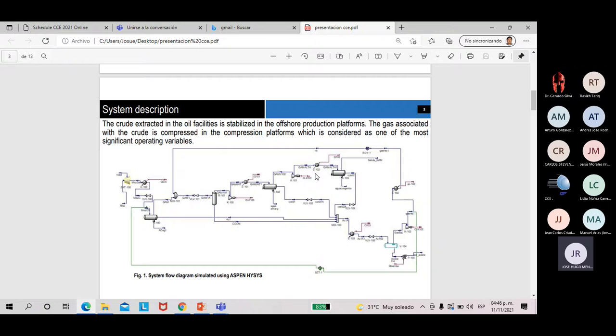And gas compression: the compression equipment allows us to recover a large amount of the gas to use in the offshore facility or send to a land station and continue with the treatment process.